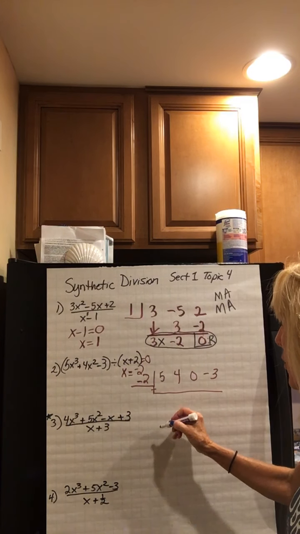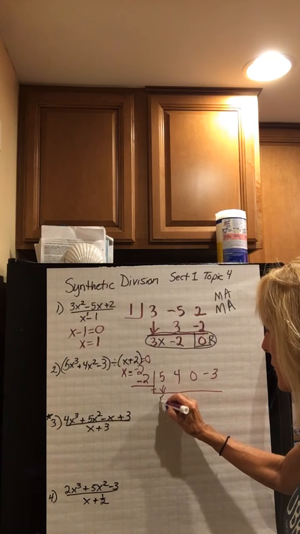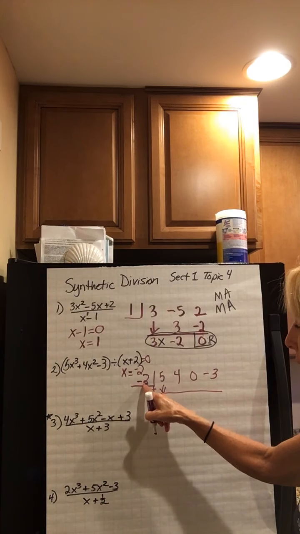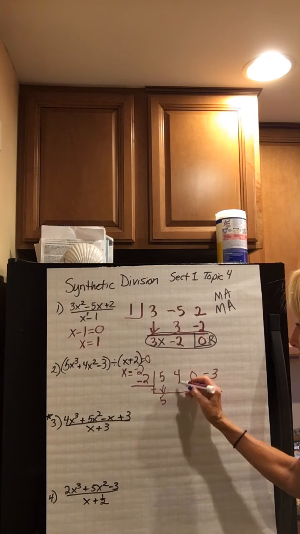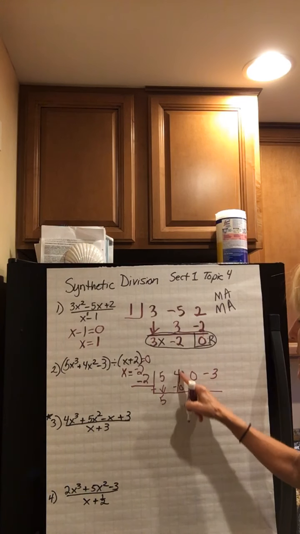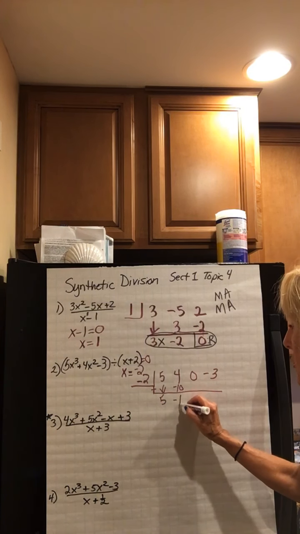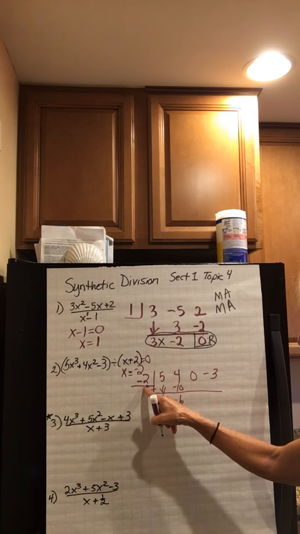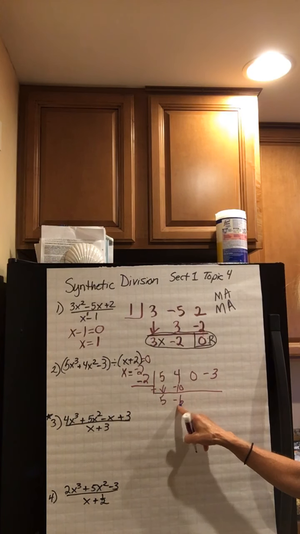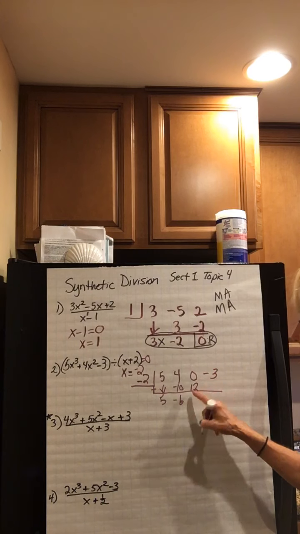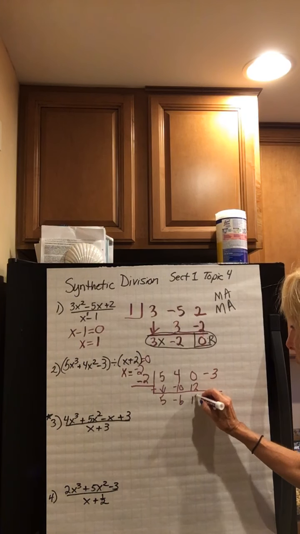So let's go. When I drop the 5, I'm going to multiply: -2 times 5 is -10. Then I add, I get -6. Now we're going to go back and multiply. -2 times -6 is +12. Then I add, I get 12.